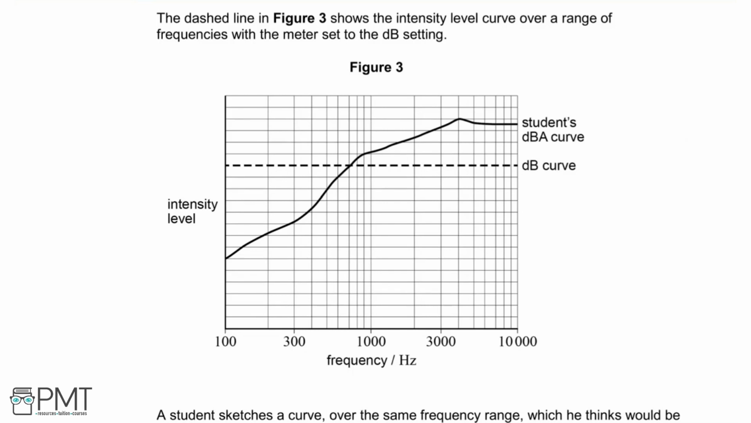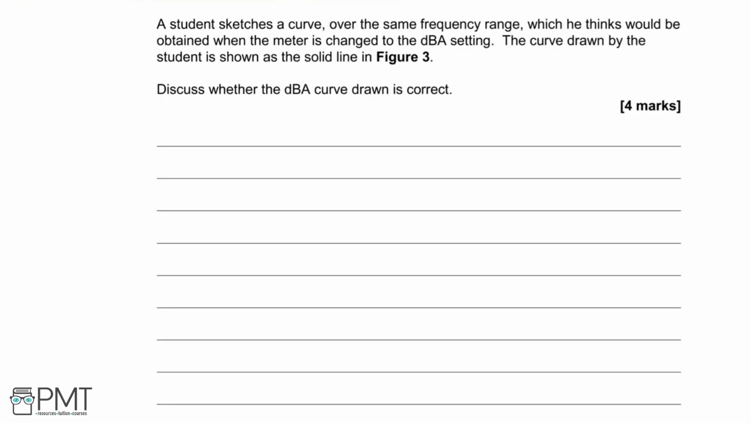We've got intensity level on the y-axis and then frequency on the x-axis. The spacings are irregular, but each vertical line before the 1000 represents 100 Hz markings, and each vertical line after the 1000 Hz represents 1000 Hz markings. A student sketches a curve over the same frequency range, which he thinks would be obtained when the meter is changed to the dBA setting. The curve drawn by the student is shown as the solid line in figure 3. Discuss whether the dBA curve drawn is correct.